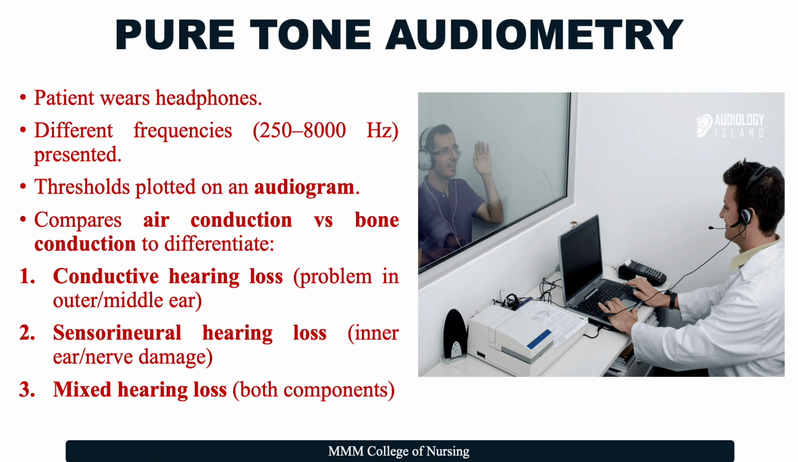In pure tone audiometry, the patient wears headphones and is presented with different frequencies ranging from 250 to 8000 Hz. The thresholds detected are plotted on an audiogram. This audiometry compares air conduction versus bone conduction to differentiate conductive hearing loss, which is a problem in the outer or middle ear, sensorineural hearing loss, which is due to inner ear or nerve damage, and the third one is mixed hearing loss, which can be due to both components.